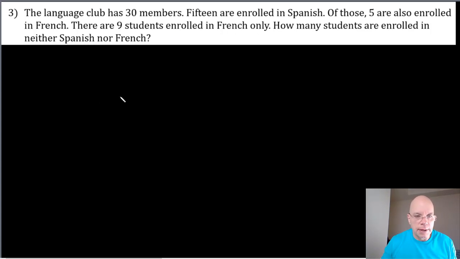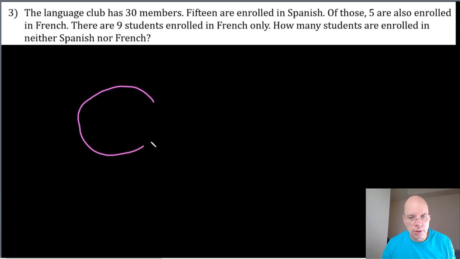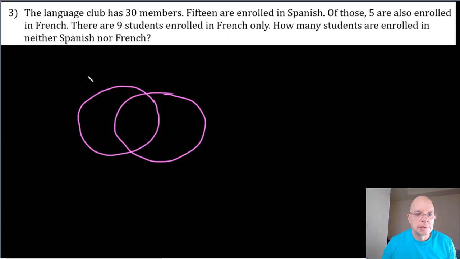First, we want to create a Venn diagram with the two categories, students taking Spanish and students taking French. So I'll create my two circles. Label one of them Spanish and the other one French. Then start to read through the clues. The language club has 30 members.